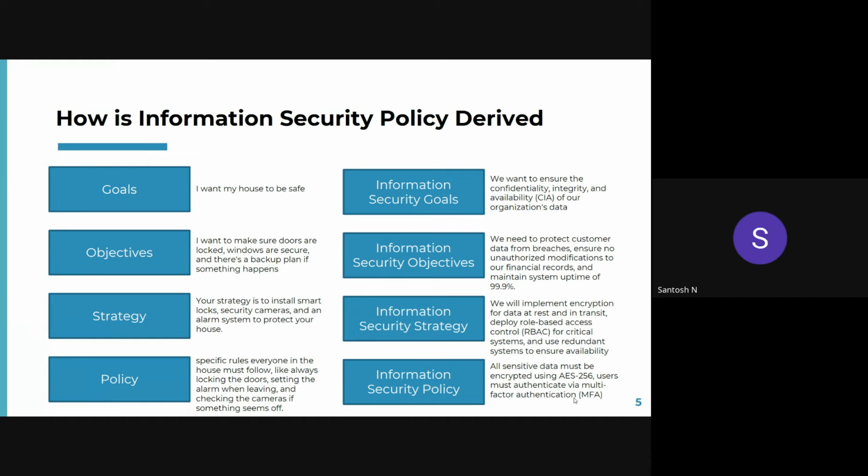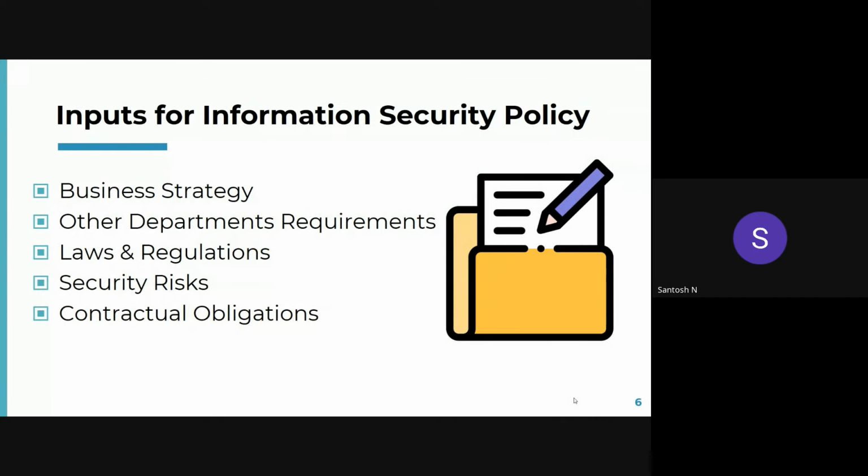Okay, if no questions, I'll move to the next slide. So what all should be going into your information security policy? First comes your business. There's no doubt about it, and there are no second thoughts about it. Protecting your organization's information assets is your priority. And to support your business strategy, you write your information security goals, objectives and strategy. So first comes your business strategy.